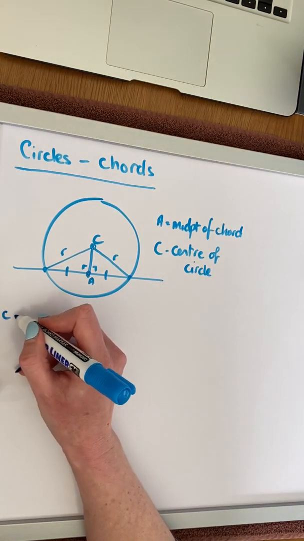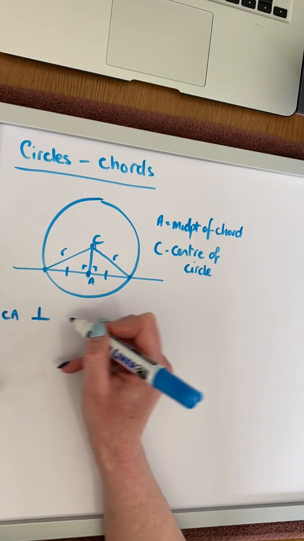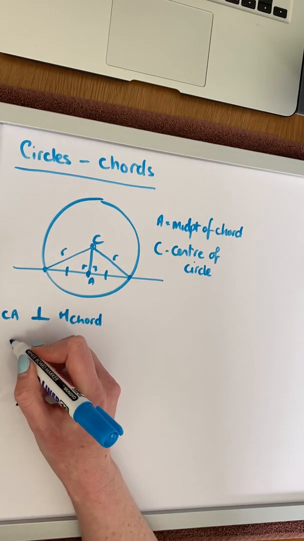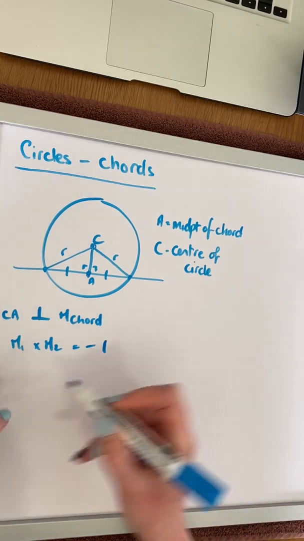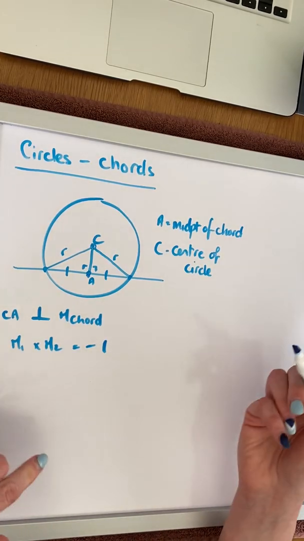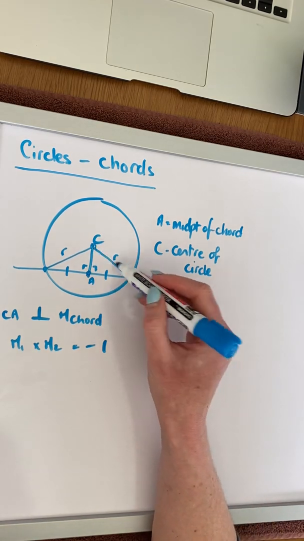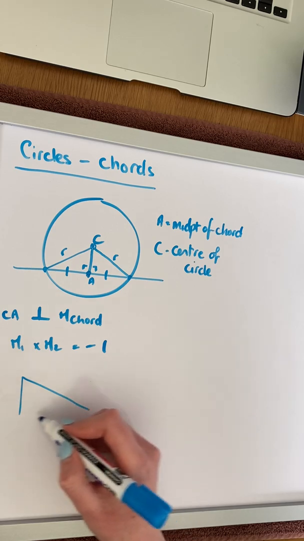The line from C to A, the slope of this line is going to be perpendicular to the slope of the chord. So that means that M1 multiplied by M2 will give us -1. And if we have one slope, we can flip and change the sign to find the other. The fact that we have a right angle triangle here means that we can use the Pythagoras theorem.